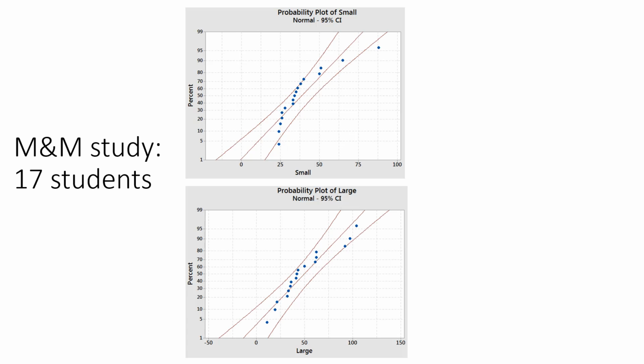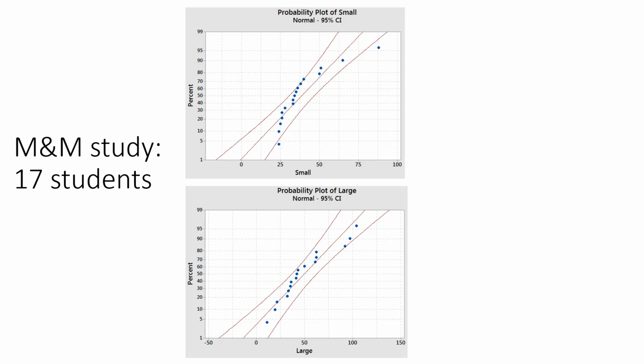For our M&M study, there were 17 students, so our sample size is less than 20. That means we should check whether the data are symmetric. One way to do that is to check if the data are normally distributed, using normal probability plots. Here, we see that the number of M&Ms taken from the small bowl is not approximately normal, because the normal probability plot for the small bowl, shown on top here, has points outside of the curved lines.